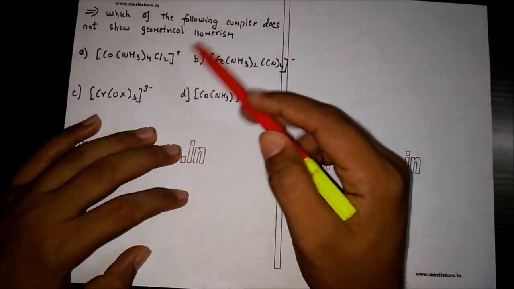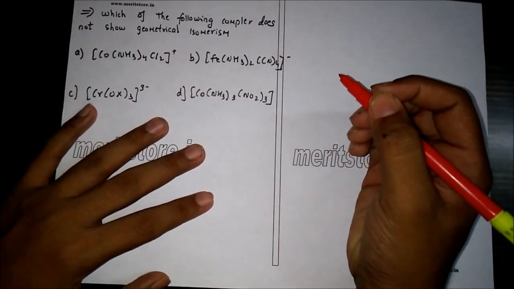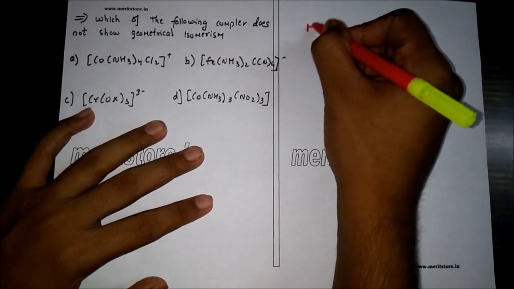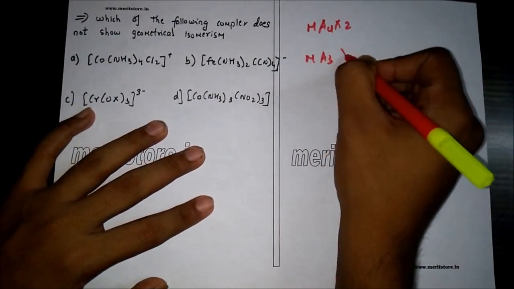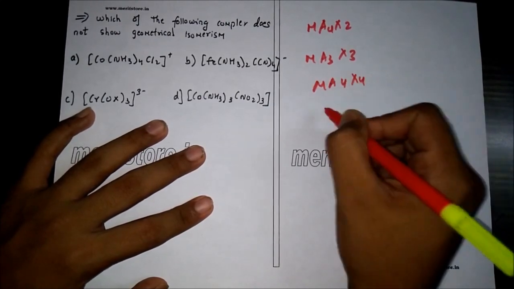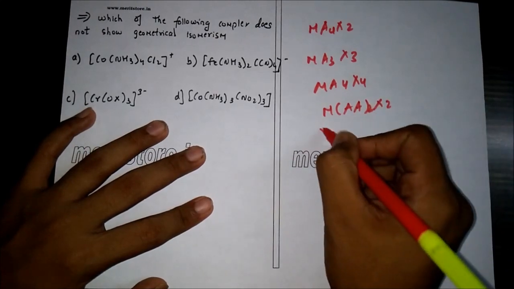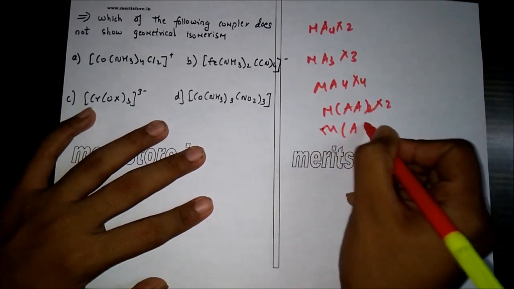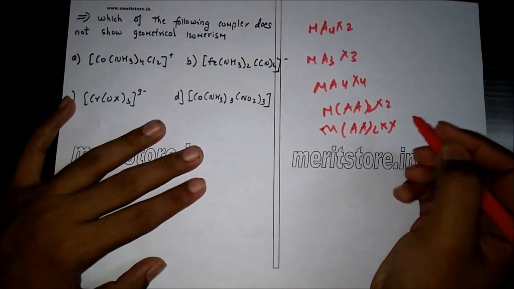The following complex does not show geometrical isomerism. Here are the options. Now, octahedral complexes of the type MA4X2, MA3X3, MA4X4, MAA2X2, and MAA2XY exist as cis and trans isomers.